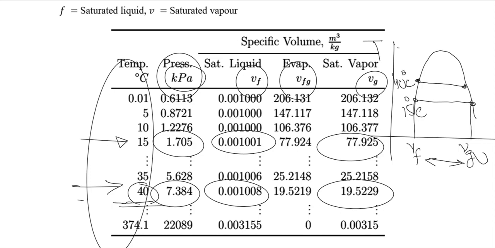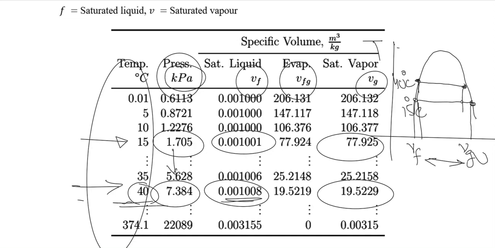If I'm talking about 40 degrees centigrade, you can imagine our pressure would now be greater, because if I'm increasing the temperature, I'm increasing the pressure as well. So now our pressure is 7.384. Now let's check the volume Vf. The graph is tilted a little bit forward now, so our Vf would be greater than at 15 degrees centigrade. Previously it was 0.001001. Now it is a little bit increased to 0.001008.